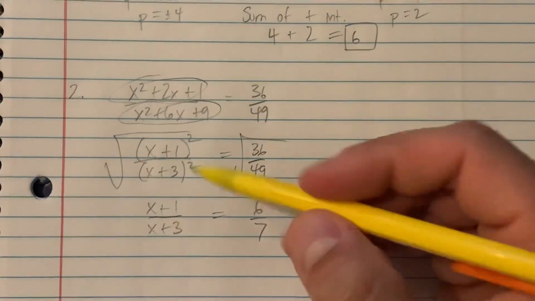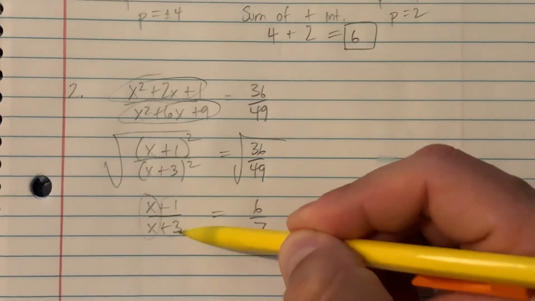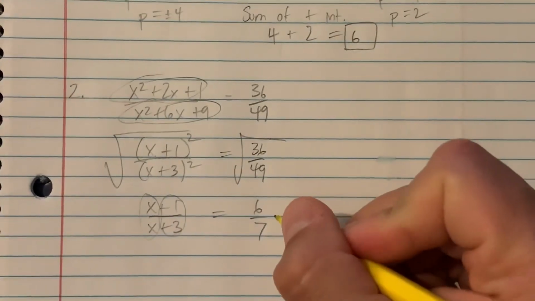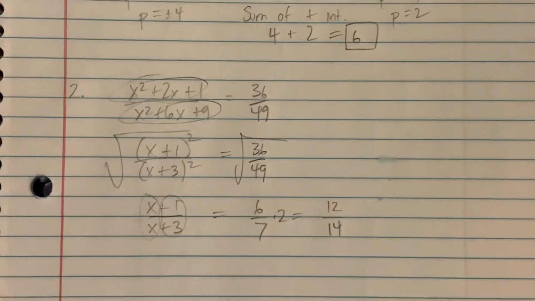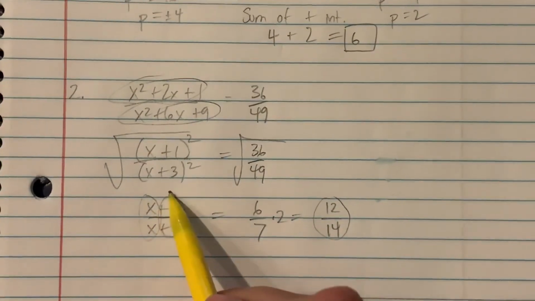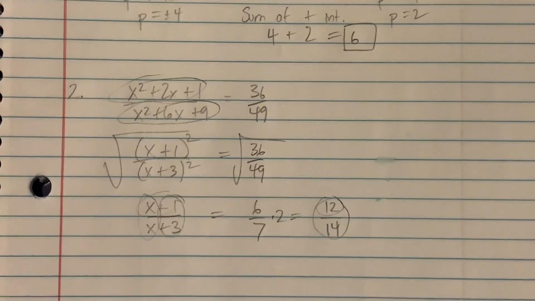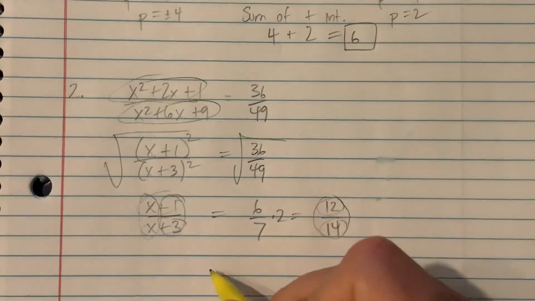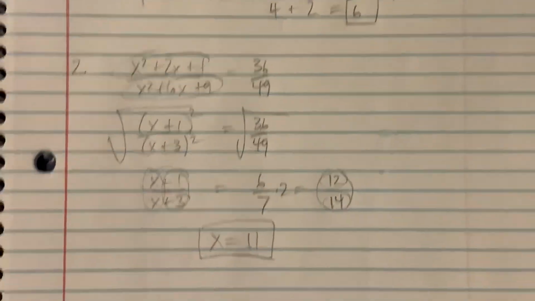Now here's what I notice. Whatever value x is, this plus 1 and plus 3 differ by 2. So if I go ahead and multiply these by 2, this is going to give me 12 over 14. Notice how these integers differ by 2. And so now x plus 1, if that's equal to 12, is going to be 11. And x plus 3, if that's equal to 14, also works that it's going to be equal to 11. Final answer, x equals 11.